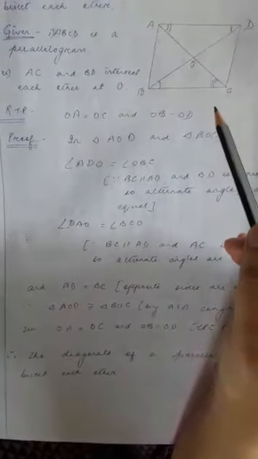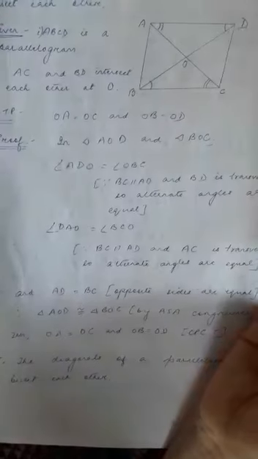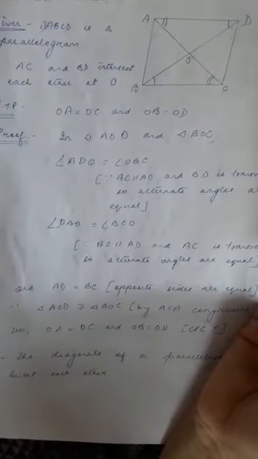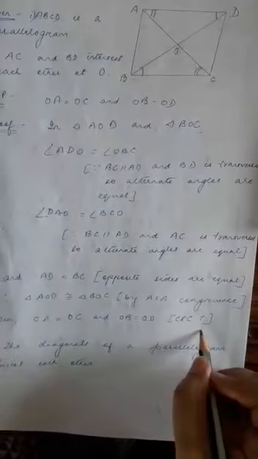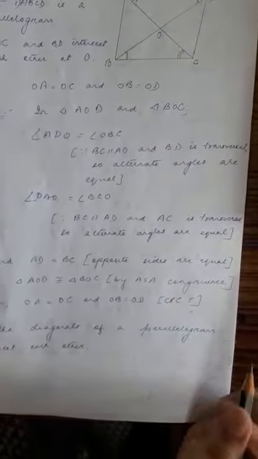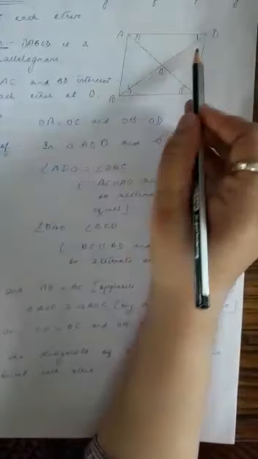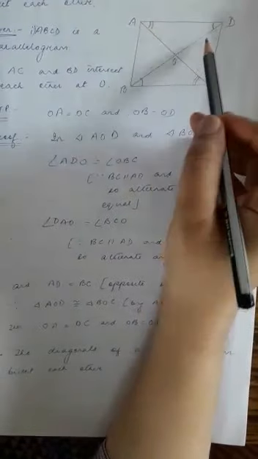Opposite sides are equal in a parallelogram. So from these three criteria we can say that triangle AOD is congruent to triangle BOC by ASA congruency. Therefore OA is equal to OC and OB is equal to OD by corresponding parts of congruent triangles, CPCT. Therefore we can say that the diagonals of a parallelogram always bisect each other. So number 6: the diagonals AC and BD bisect each other. That means OA is equal to OC and OB is equal to OD.